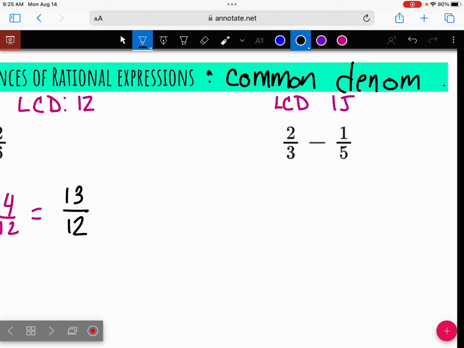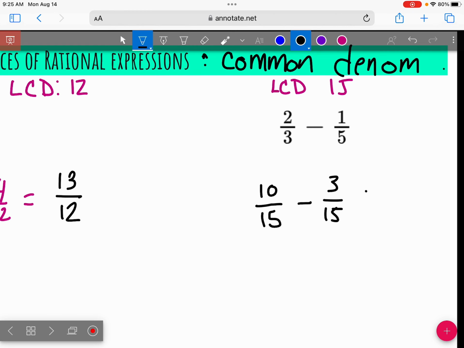And there's two different ways of thinking about how you get from here to that. You can either multiply both pieces by 15, or you can multiply this one by 5 and that one by 3, either way. So either way, we should wind up with 10/15 minus 3/15, giving us 7/15, right?